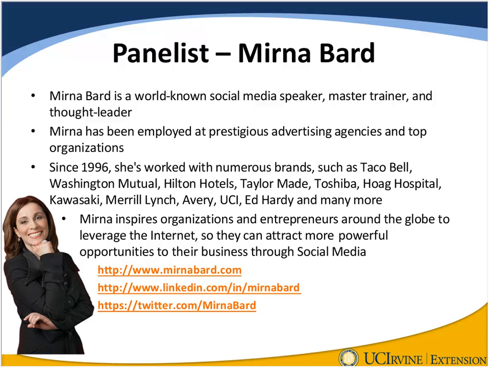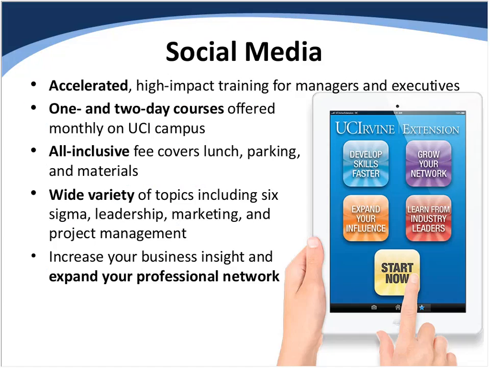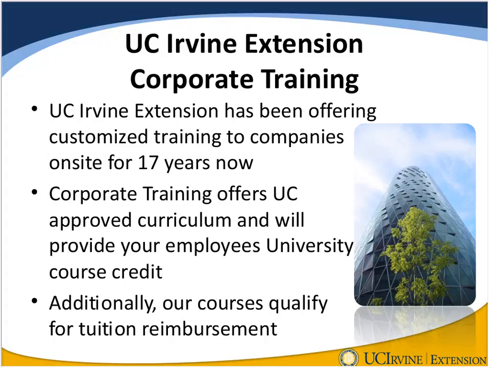While we're waiting for Myrna to get the audio, I'll jump ahead to talk about corporate training and what our capabilities are and really what we do here at UC Irvine Extension. So we've been offering customized training to companies on site for over 17 years now, many different sized companies, large, small, to their employees. It can be anything from a brown bag lunch to a full certificate program. We customize the program to suit the sponsor champion specific training needs and objectives. That includes incorporating the company's internal processes, methodologies, or terms that are applicable to what the company is trying to accomplish. We offer UC-approved curriculum, and it will always provide employees with university course credit if that's what they choose. And most of the companies we work with tap into their own tuition reimbursement to pay for the courses, if that's something your company has as a resource.